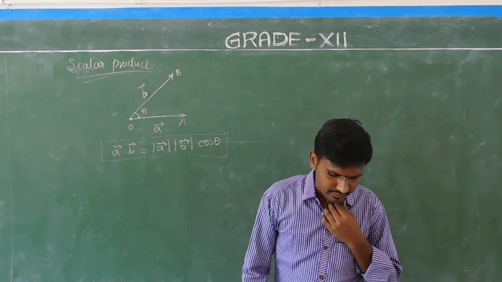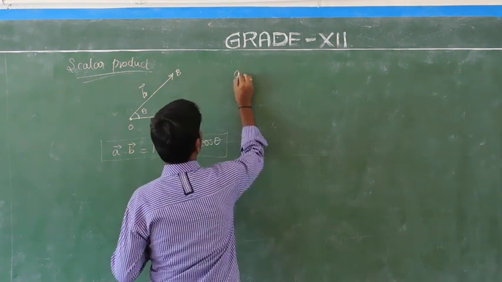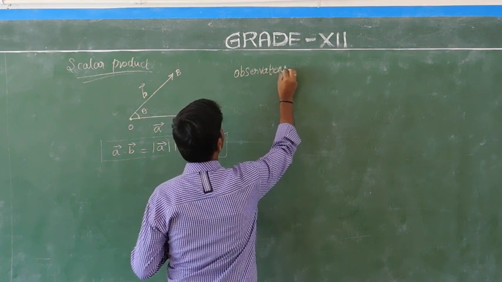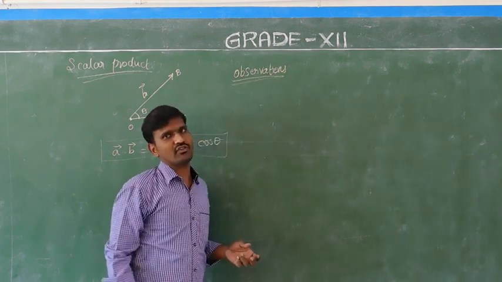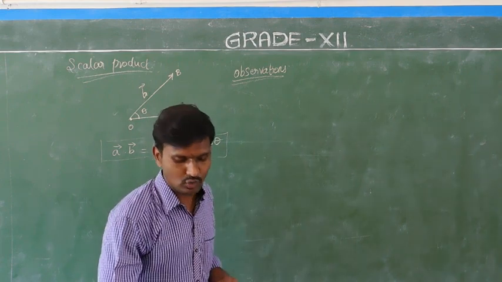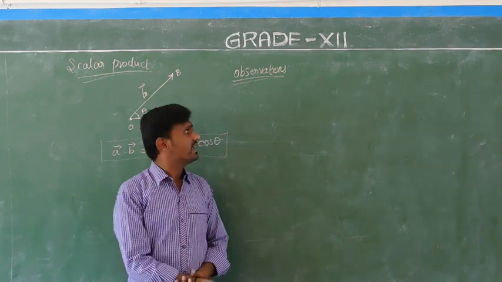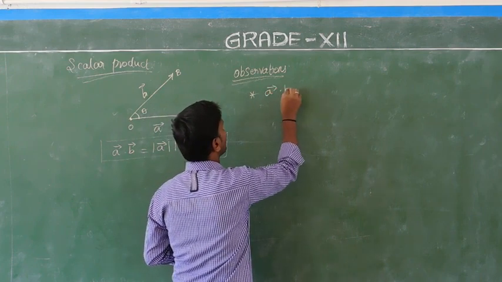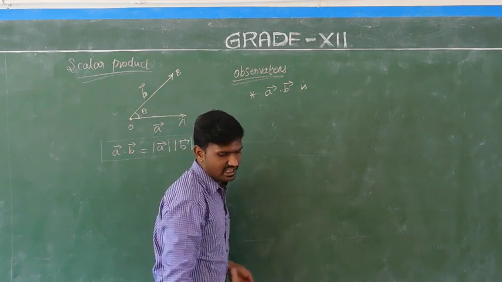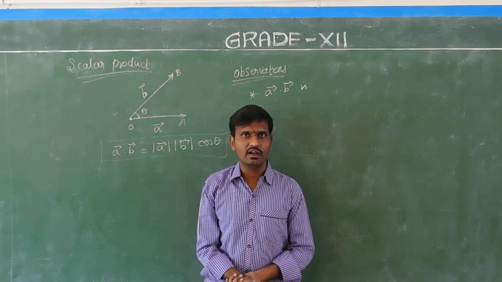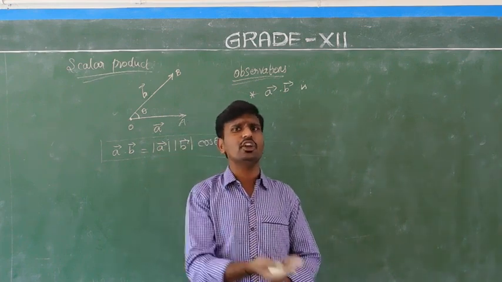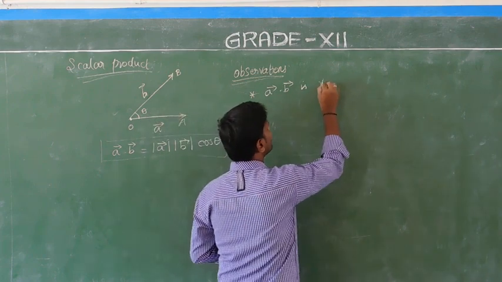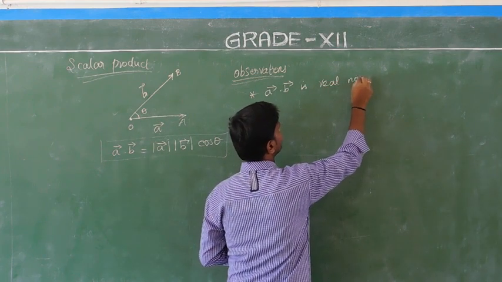Now next, the observations. I give you some points, and these points are very important for your one mark questions. The first observation is that A dot B is a scalar, or a real number. Scalar means what? Magnitude only, no? So A dot B is a real number or scalar.